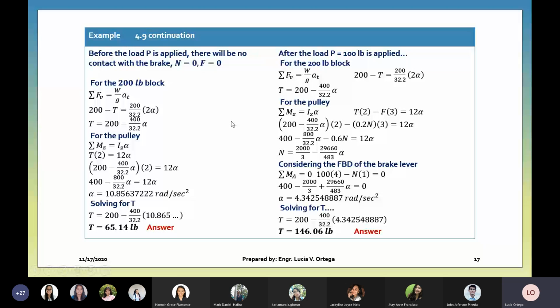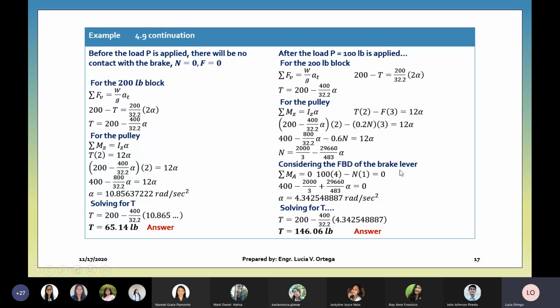What is the moment summation? T times 2 minus force of friction times 3 equals 12 alpha. We substitute the tension and the force of friction. The force of friction is 0.2 times the normal reaction. Simplifying the equation, we now have an equation of N in terms of alpha.